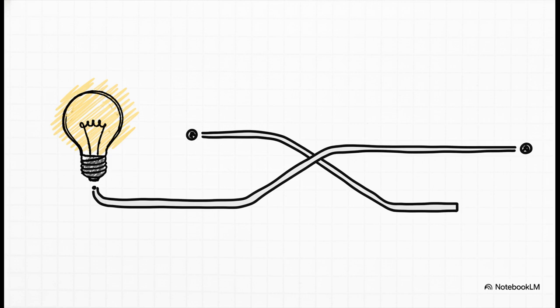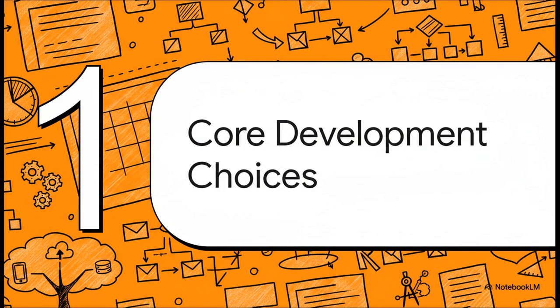And like any big trip, you're going to need a map. So today, we're going to lay out that map for you, starting with the very first big choice you'll have to make. Okay, before a single line of code even gets written, you're faced with your first major decision point. And believe me, the choices you make right here, right now, are going to set the foundation for the entire project. They'll shape your budget, your timeline, and what your app can ultimately do.